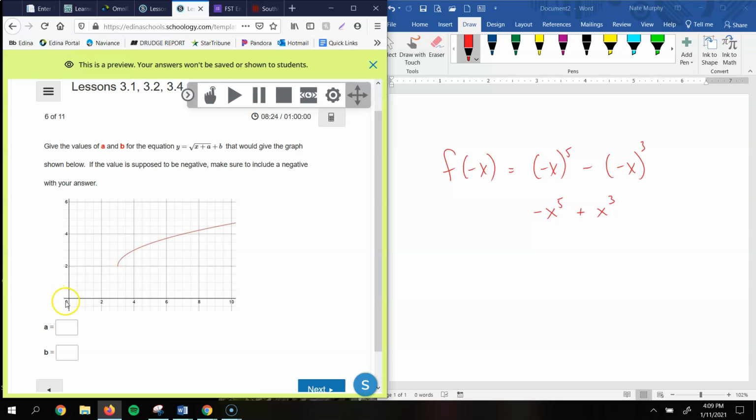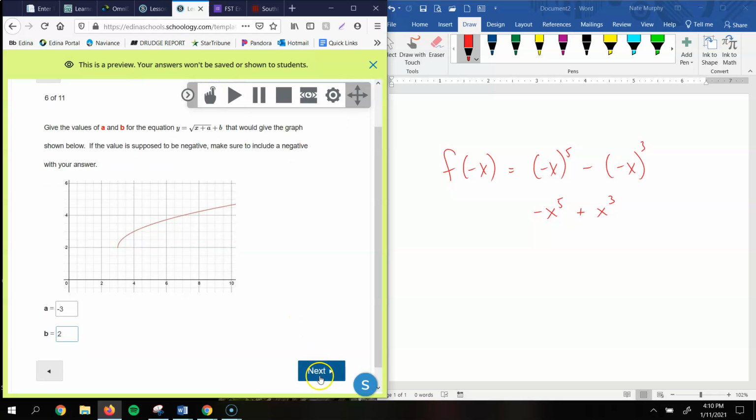All right, so the original square root function would have a starting point here at 0 and would go up and to the right. So that has been moved 3 units to the right. So the fact that it's been to the right, again, it's going to be a minus 3, because x minus 3 would move it to the right 3 units. Plus b means it's going to move up. It's going to move up 2 units. So this would be a positive 2.